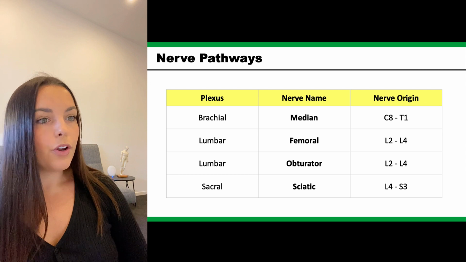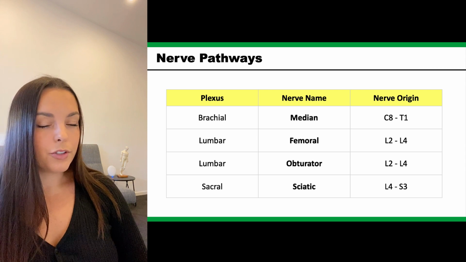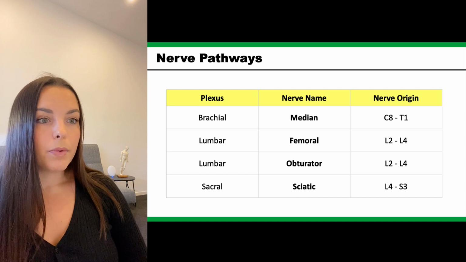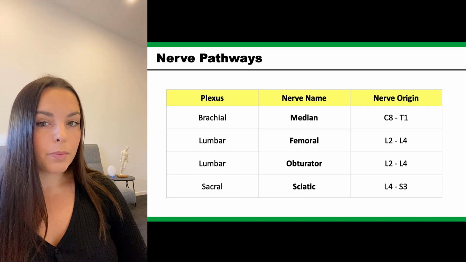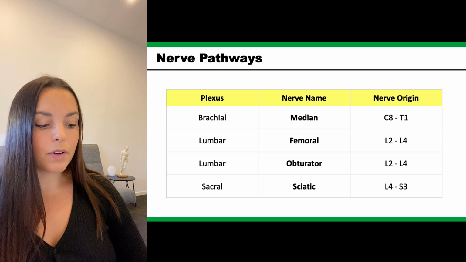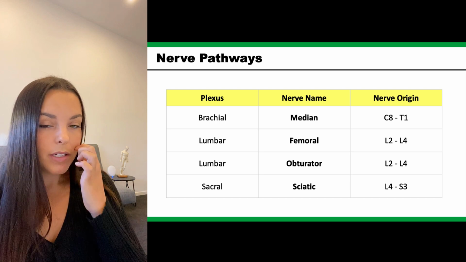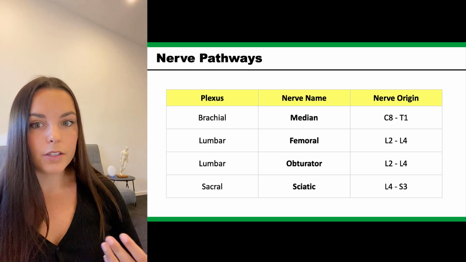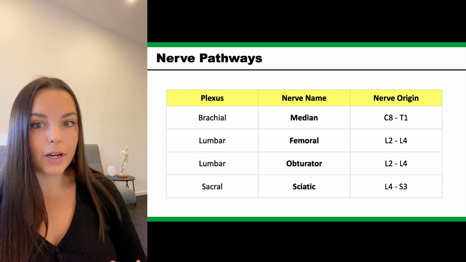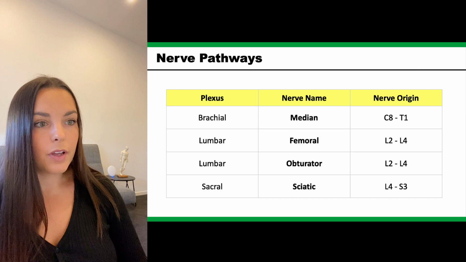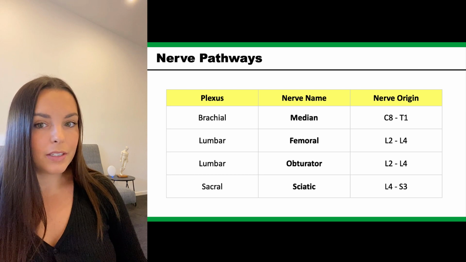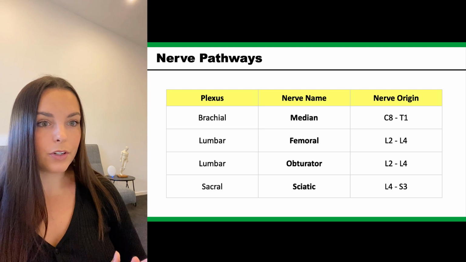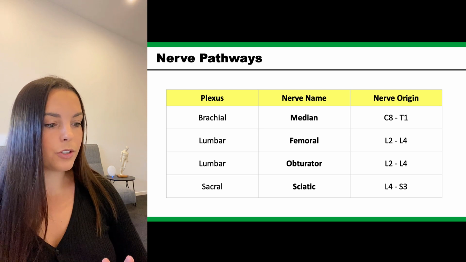Now, the nerve origin is different to the plexus origin, so that's something to be aware of. For example, the brachial plexus arises from C5 to T1, but the median nerve, the spinal nerves that intertwine and combine to form the median nerve, only come from C8 to T1. So important distinction there. The nerve origin is different to the plexus origin.